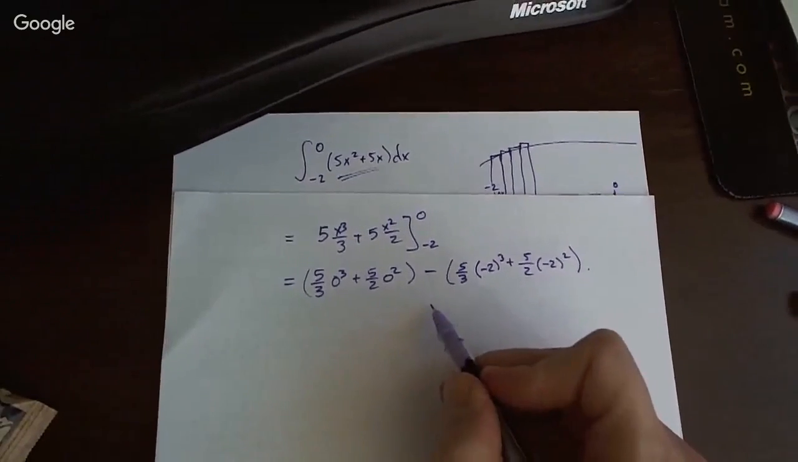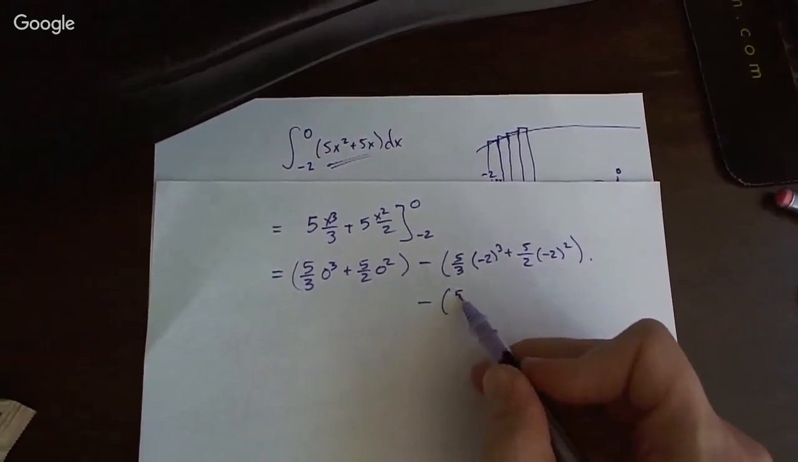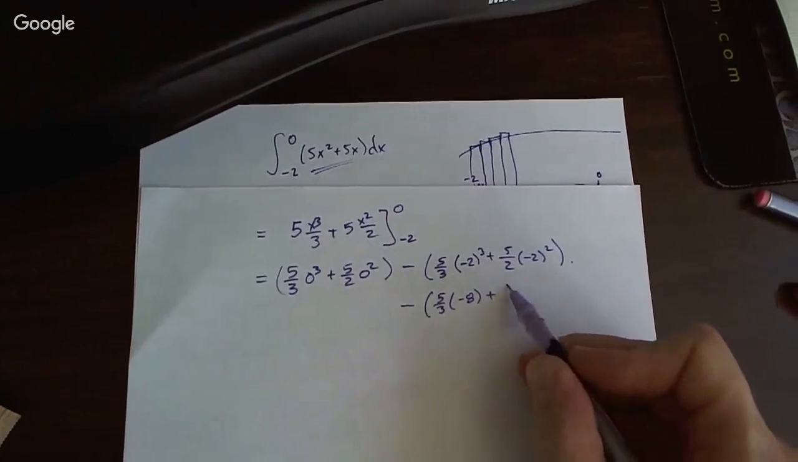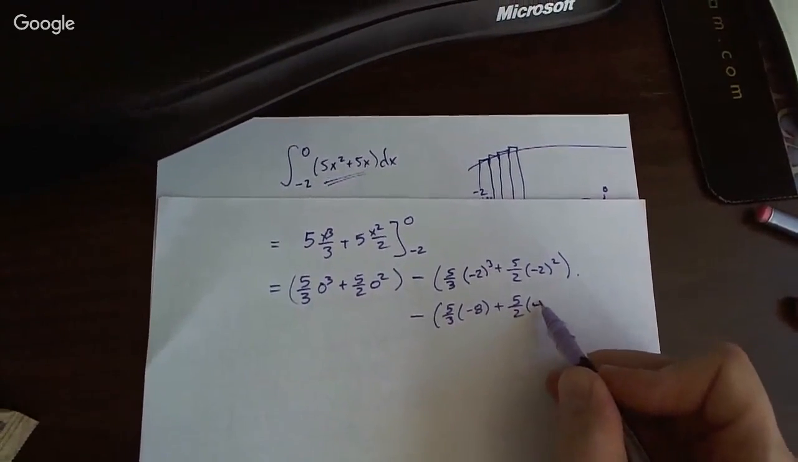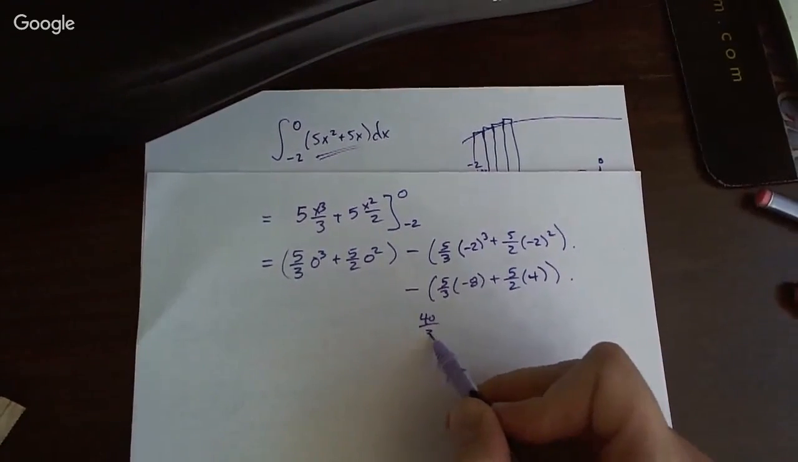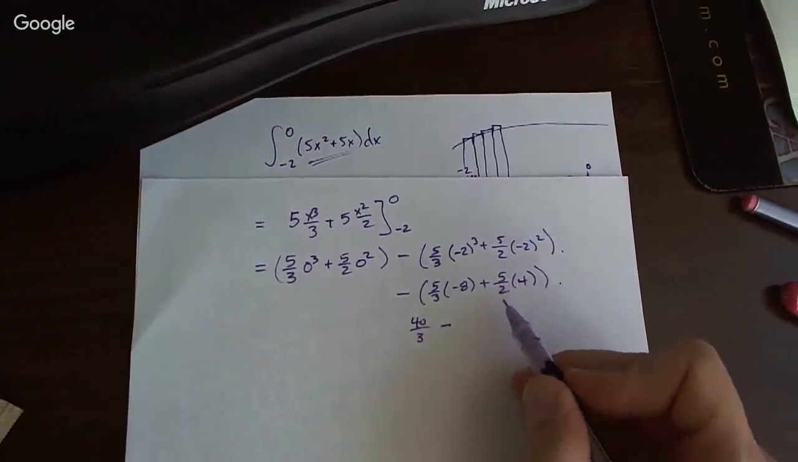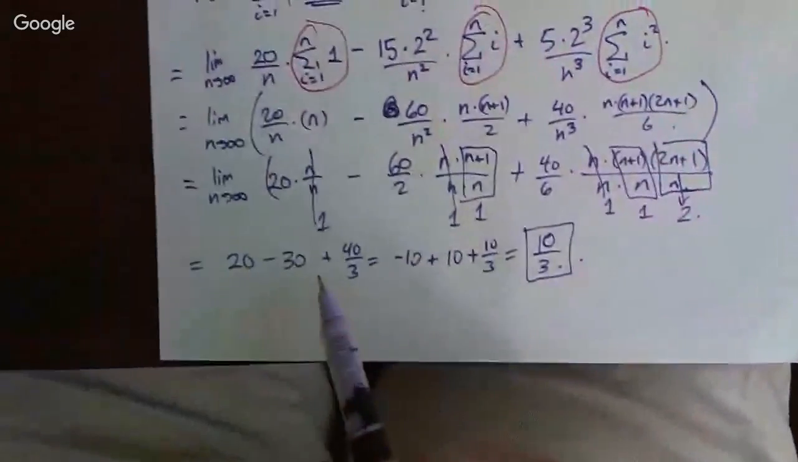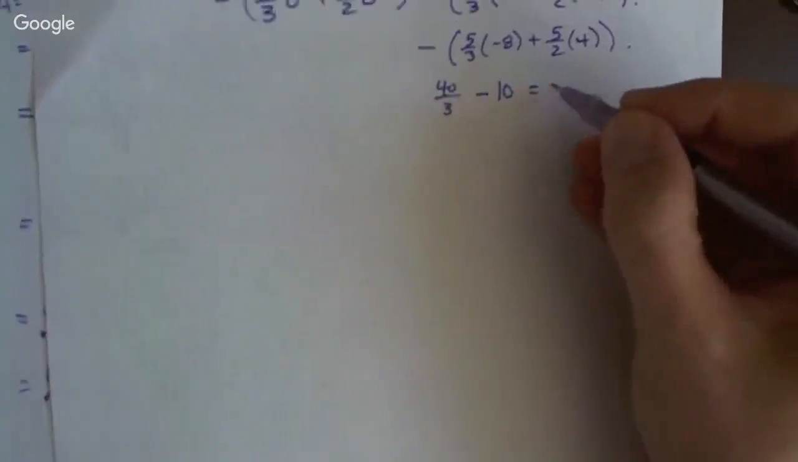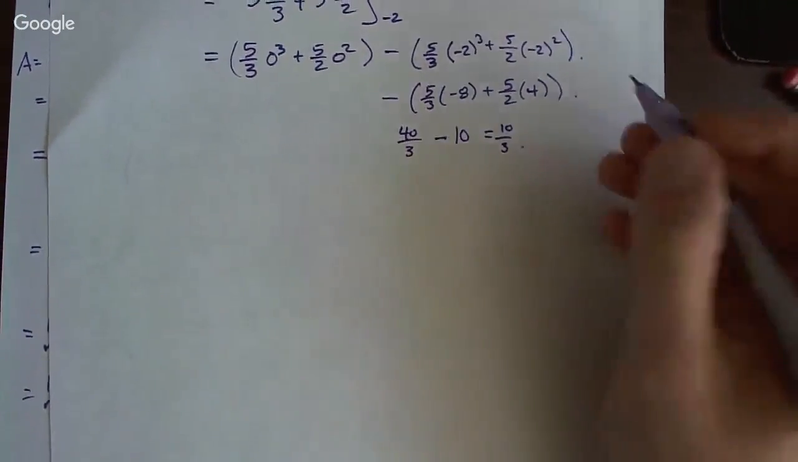And so what do we get? We get negative 5 thirds times negative 8, plus 5 halves times 4. Now what do we get? We get 40 over 3, 20 over 2, 40 over 3 minus 10. And hey, wait, that's what we had over here. Negative 10 plus 40 over 3, which is equal to 10 thirds. Yay!